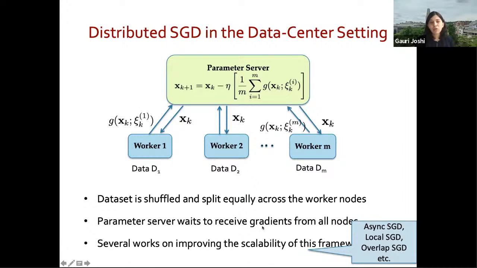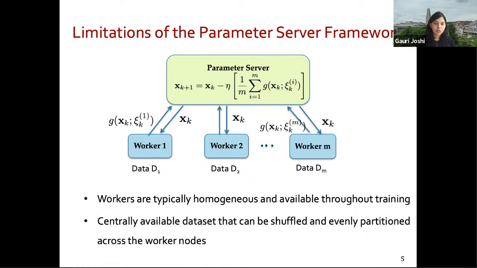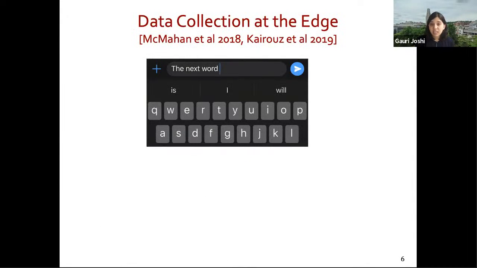So in spite of these improvements to the scalability of the parameter server framework, it has some inherent limitations. First of all, these workers are cloud servers, so they are typically chosen to be homogeneous, and they're available throughout the training process. And secondly, which is more important, we assume that there is a centrally available training data set, which is available at the parameter server beforehand, then it is shuffled and then partitioned across the workers. And these assumptions break down in many modern applications where data is being collected at the edge, at devices like cell phones or tablets, IoT sensors, etc.